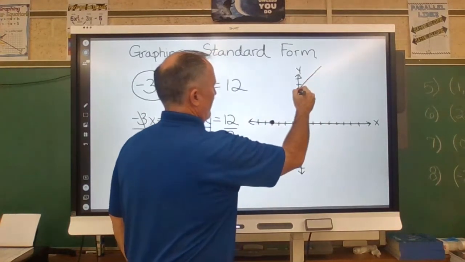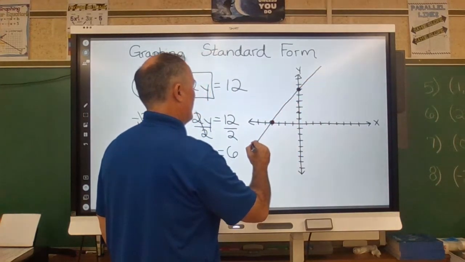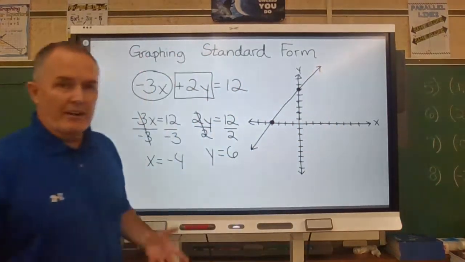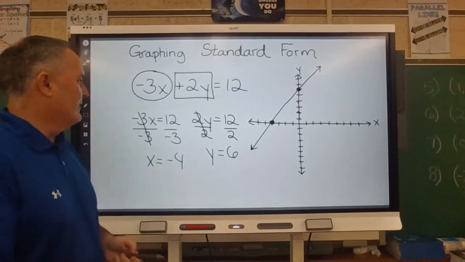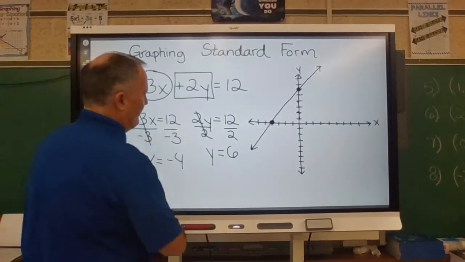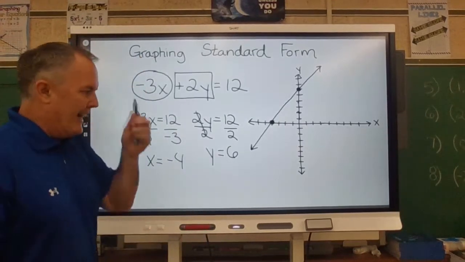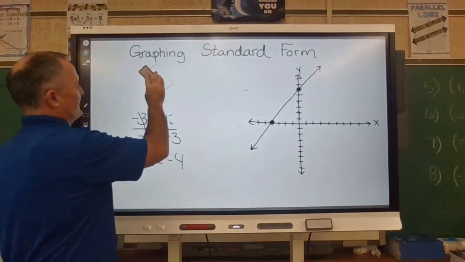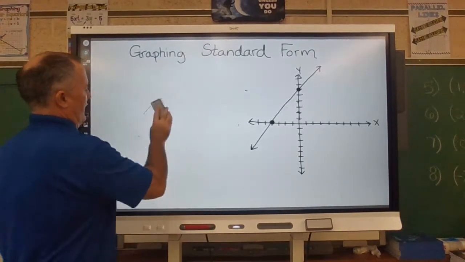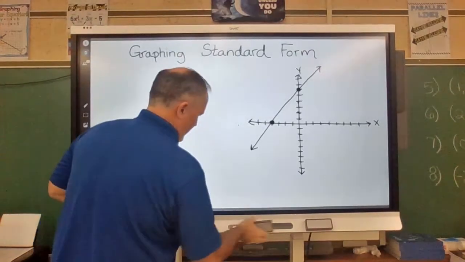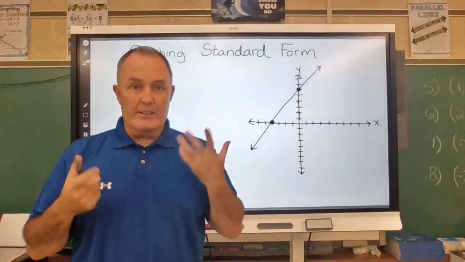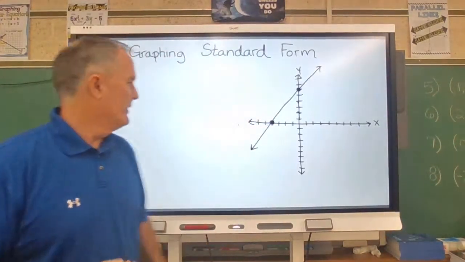We'll draw our line through. And there's our graph. We have a positive graph. The line's going up. Actually, let me add something to this, because I mentioned that you can actually take the standard form and switch it over into slope-intercept form and graph it that way.